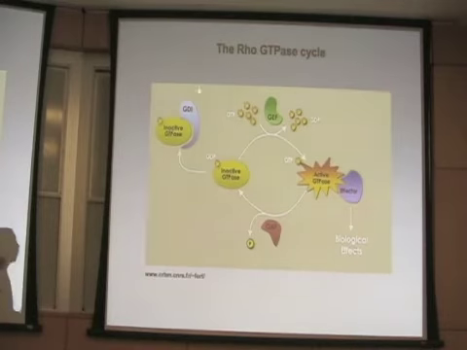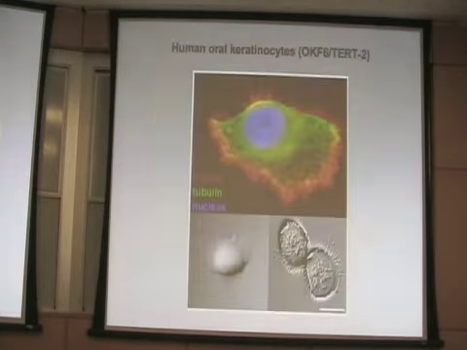All these Rho GTPases cycle between an active or a GTP-bound state where they can bind to effectors, or they can stay in an inactive or GDP-bound state.